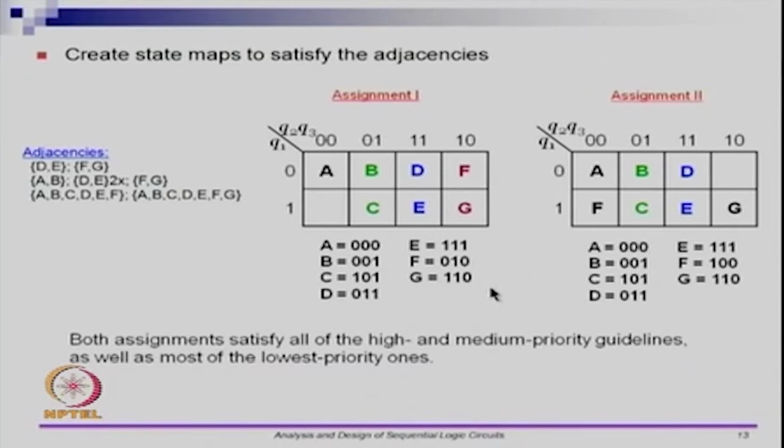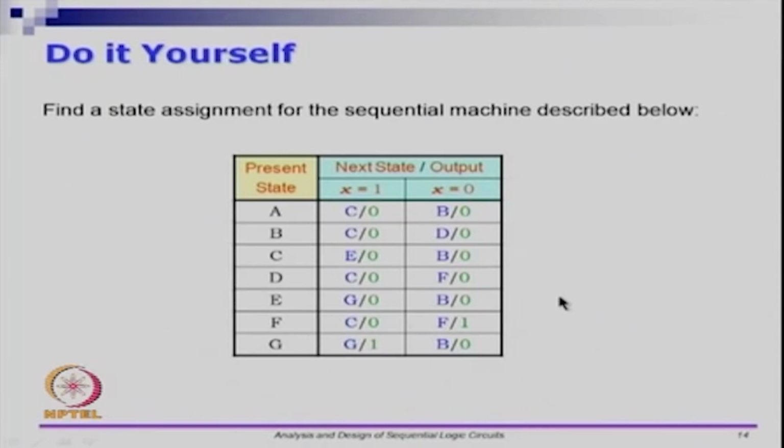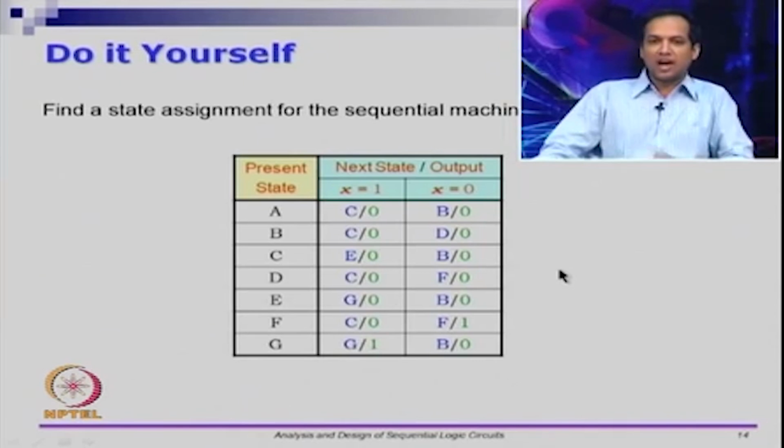So this is one assignment. For each of these assignments you can go and try out the number of gates and see whether this one reduces the number of gates or this one reduces the number of gates. I would like you to do this as an assignment yourself. So this is again a 7 state machine, and these are the state transitions. I would like you to use the heuristics and come up with an assignment possible for this.